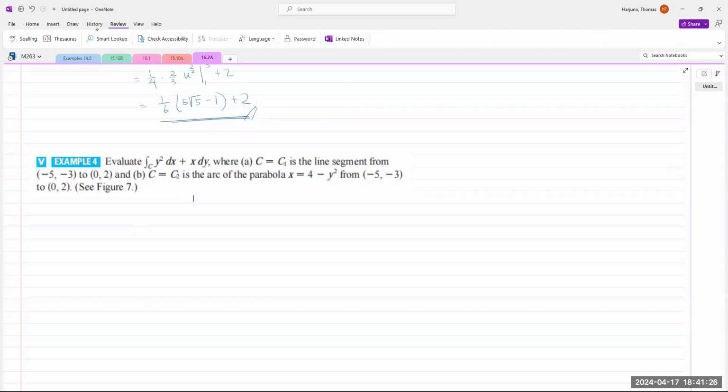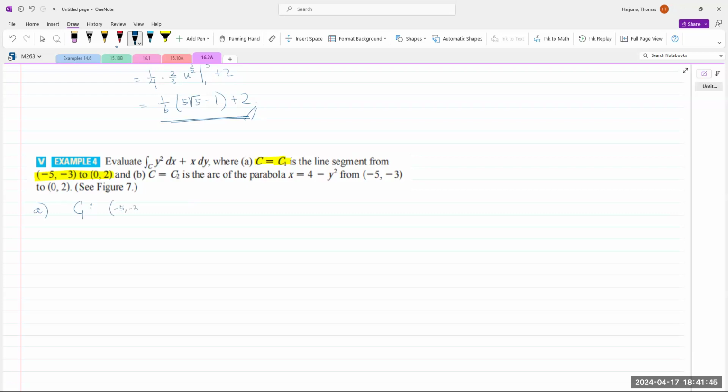Let's take a look at part A. Evaluate this integral where C is C1, the line segment from here to here. So let's do part A first. Part A, C1 is the line segment from (-5,-3) to (0,2). Now, can you tell what C1 is? How is C1 managed?